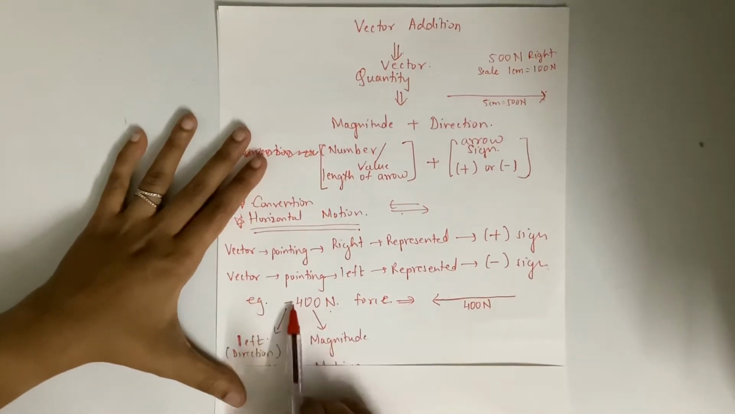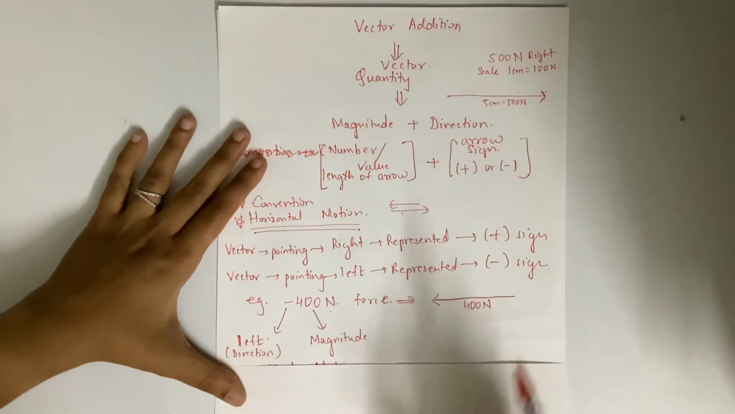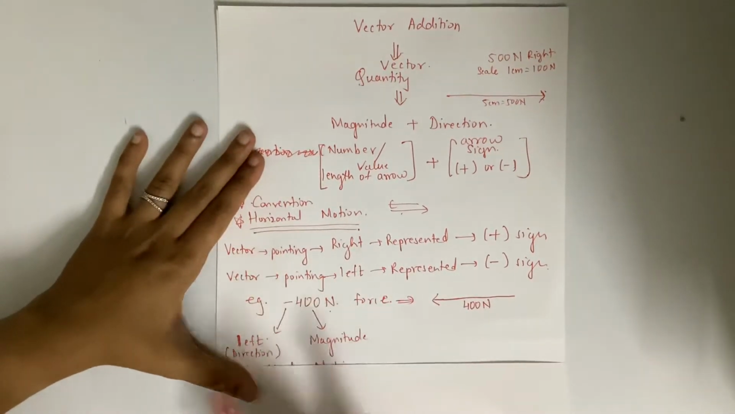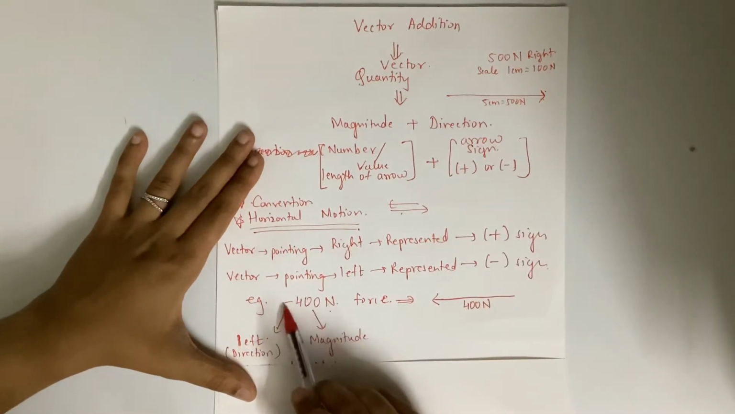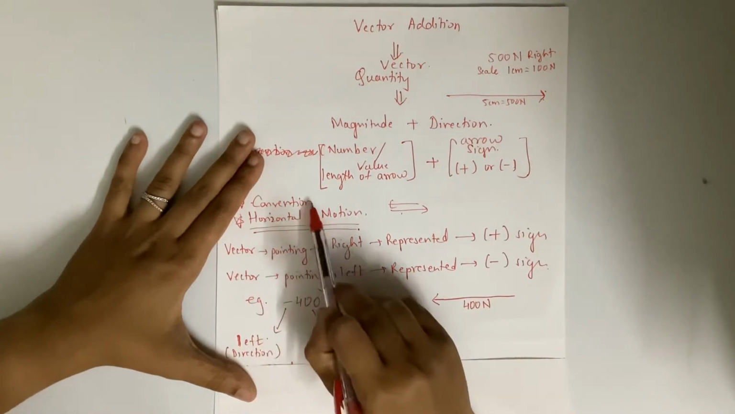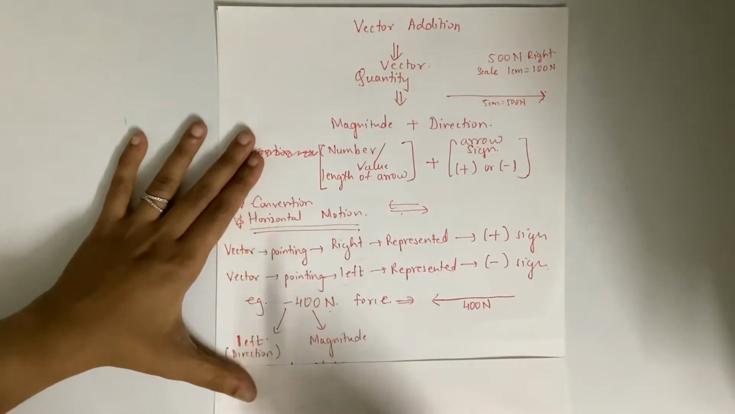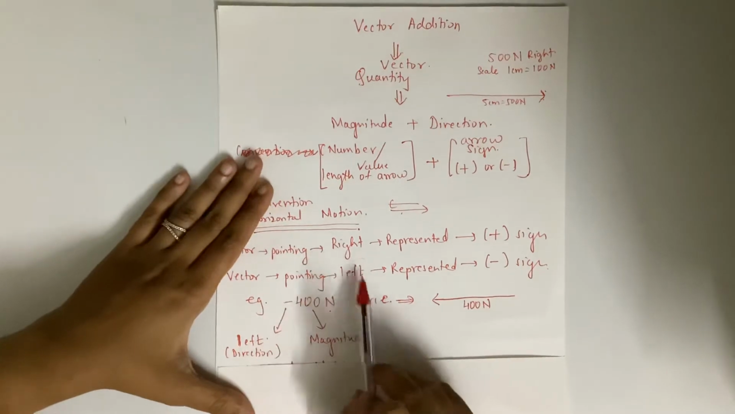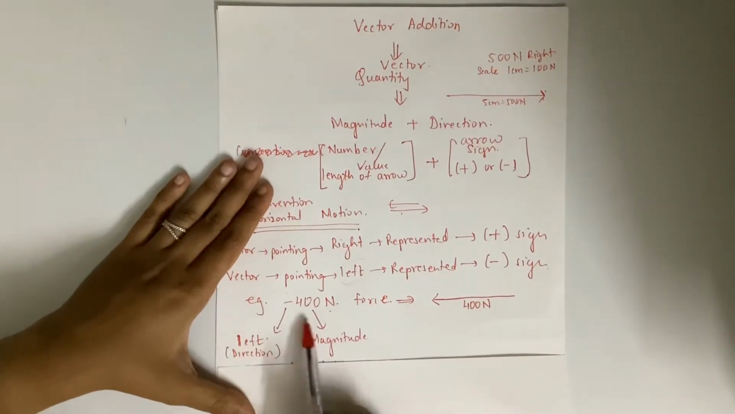But what does this negative sign represent? It represents that this force is pointing towards the left direction and the value of that force is 400 Newton. Actually we cannot apply minus 400 Newton force. This minus sign conventionally represents that it is pointing towards the left. And when it is pointing towards the right, you just write a plus sign in front of that magnitude.